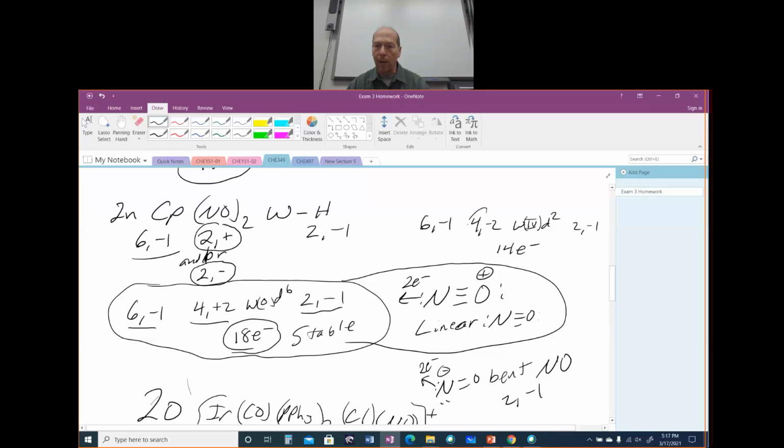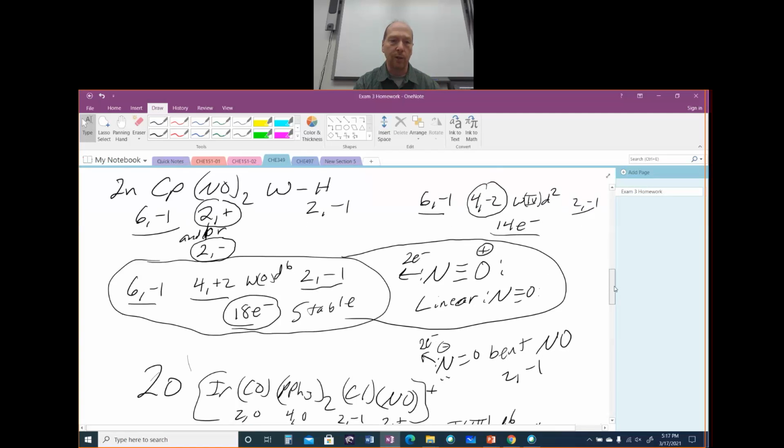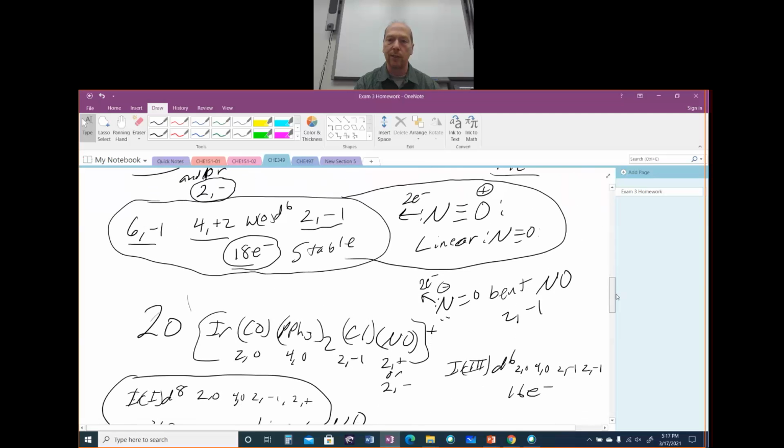If we went with the 4 minus 2, over here I go with the electron count. So you still have your 6 minus 1 and your 2 minus 1. And now you have a 4 minus 2 if it were bent. But now we have minus 4. So now it's tungsten 4, which is D2. And so you add up your 6, your 4, your 2, and your 2. And that only gives you 14 electrons. All right. And if one was the 2 plus and one was the 2 minus, it would have been 16 electrons. You always predict the one that is 18 electrons.